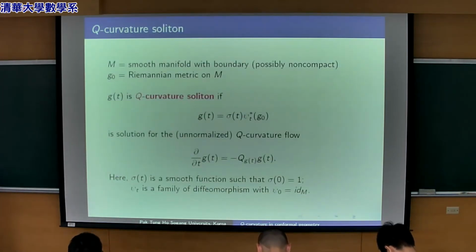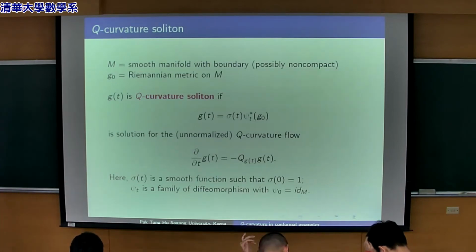Let me, for the last 10 minutes, talk about the Q soliton. We say that g_t is a Q-curvature soliton if it satisfies these two conditions. First, g_t can be written as some function, a smooth function sigma_t, times psi_t, a family of diffeomorphisms, pulling back the initial metric. At the same time, it is a solution of the Q-curvature flow.